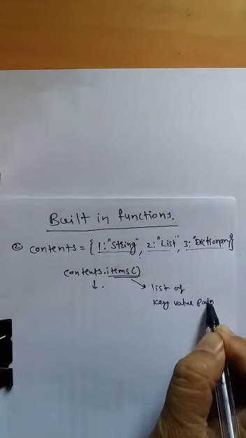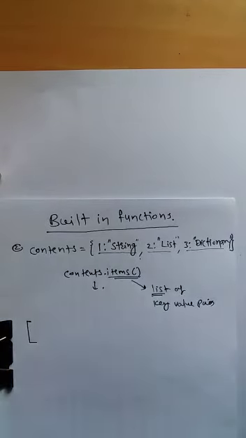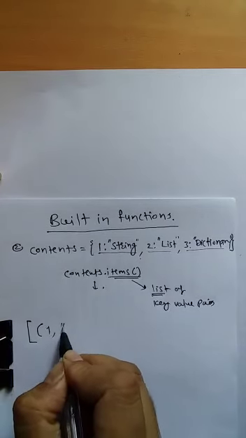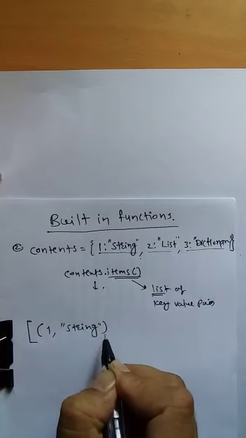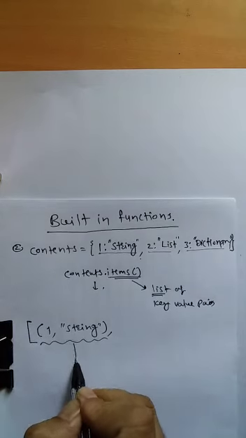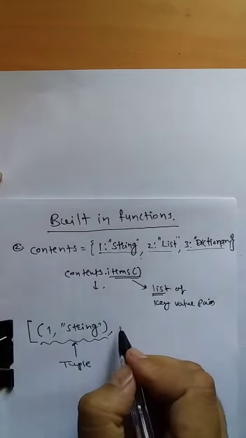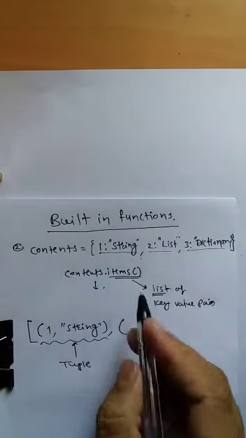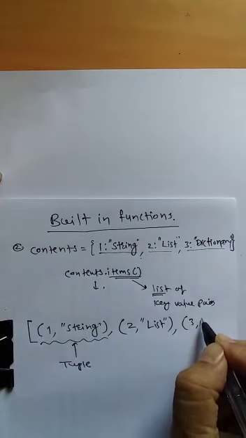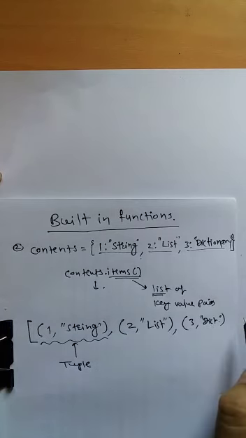I am talking here about the list of key value pairs. If it is a list, it is enclosed in square brackets. What is the key? 1, comma, and the value is a string. So how are the key value pairs given? Separated by a comma inside a simple bracket. Tomorrow we'll see that if values are written this way, it is called a tuple. So about tuples we are going to discuss tomorrow. The second item will be 2 comma list, then 3 comma dictionary. In this way we will get the contents by the items function in the form of a list.